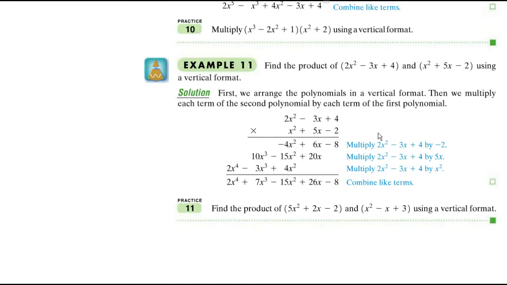And for example 11, again, there's 3 of them. They have them all lined up nicely for you. You have to be careful because there is a negative sign. To be sure that negative is in the right place, and you're very, very careful.